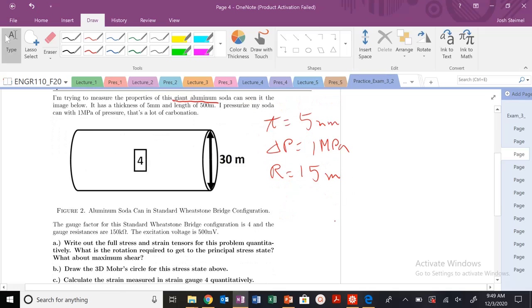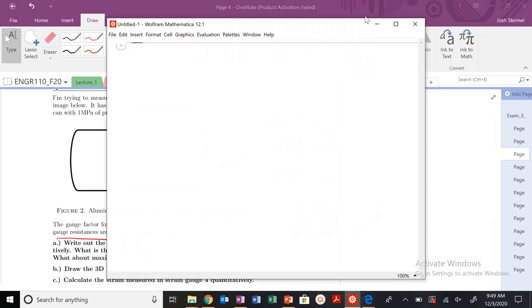I'm also given that the gauge factor for this Wheatstone bridge is 4, so my F is equal to 4. The gauge resistances are all equal, so I know that my output voltage at balance is equal to 0. It also says the excitation voltage VI is equal to 500 millivolts. So let's go ahead and start to plug in some of these values in our Mathematica notebook.